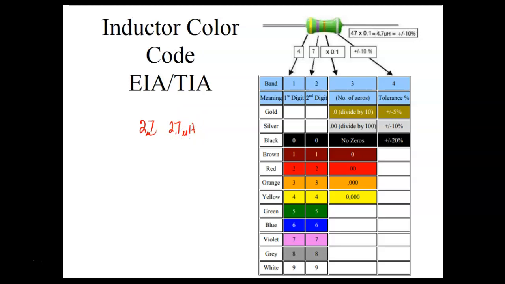So you can put H for henry. Yes, L. L is what we're going to put in circuits. So if I have an inductor in a circuit, it's going to be labeled like L1, L2, L3. And of course, you'll have R1, R2, R3. Capacitors are going to be labeled C1, C2.